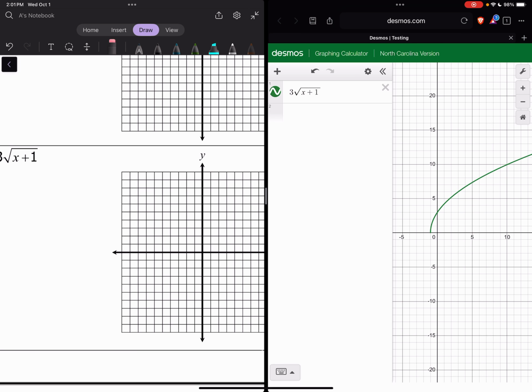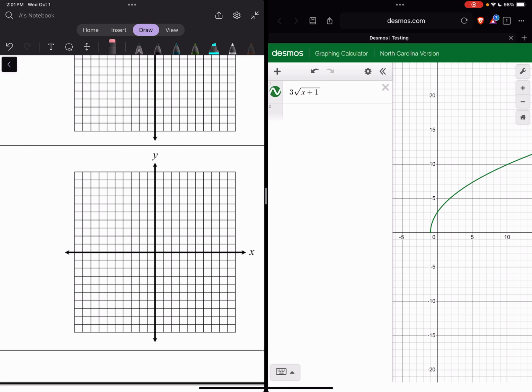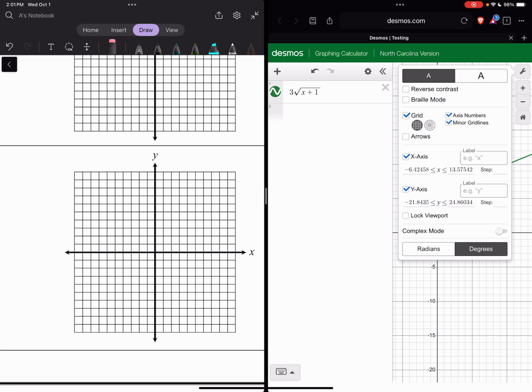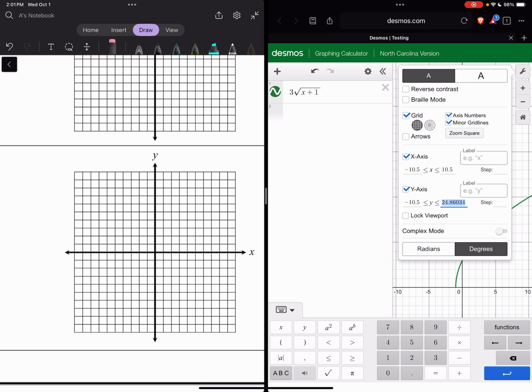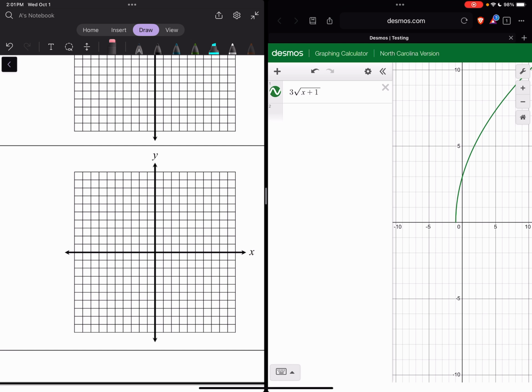All right, if I look at my graph here, it is a 10 by 10 in the positive direction. So I'm going to change my x-axis to negative 10.5, that's just a little bit to the left, to positive 10.5, and same for the y. I recommend that just because it gives you a better picture. So here's my graph. I'm going to click it. I want those intercepts.